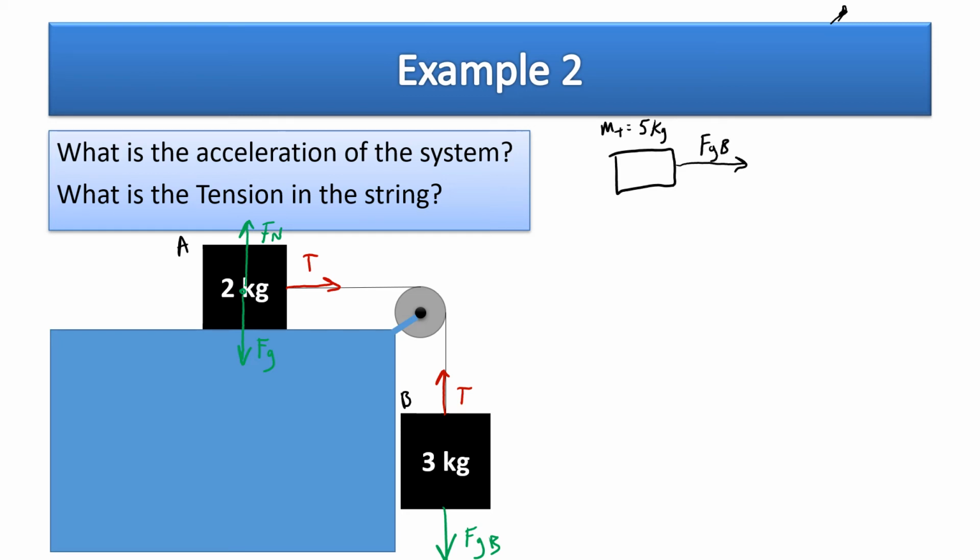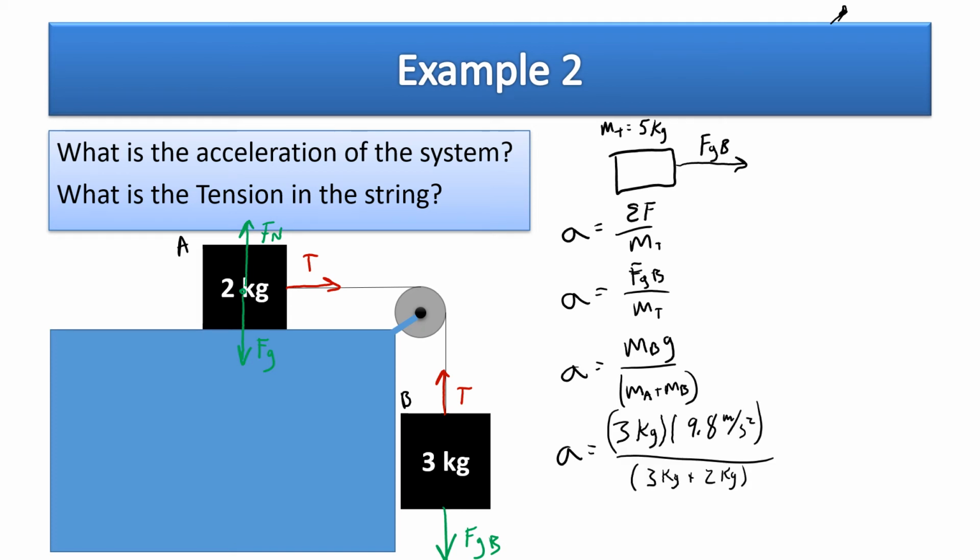So then it turns into a pretty simple net force equation. What is the acceleration of the system? Well, the acceleration is equal to the net force divided by the mass, and there's only one force. The acceleration is equal to FGB divided by the total mass. This is the total mass of the system together. So the acceleration is equal to mb times g over ma plus mb. You could write it like that if you want. That's kind of fancy. So you plug in your numbers.